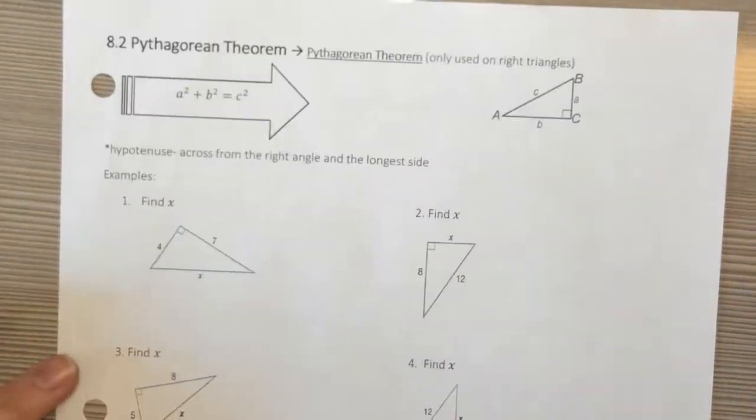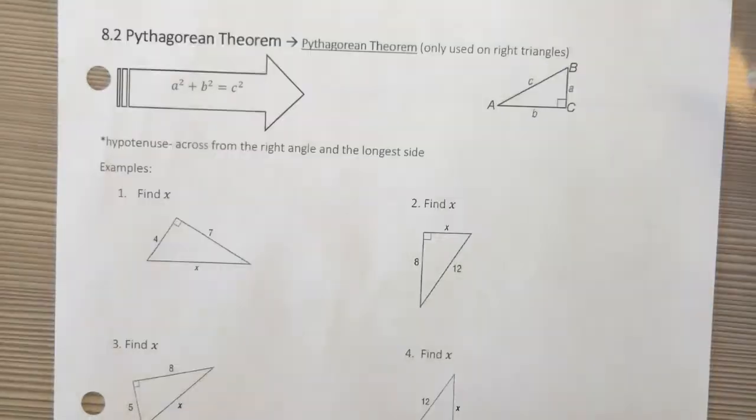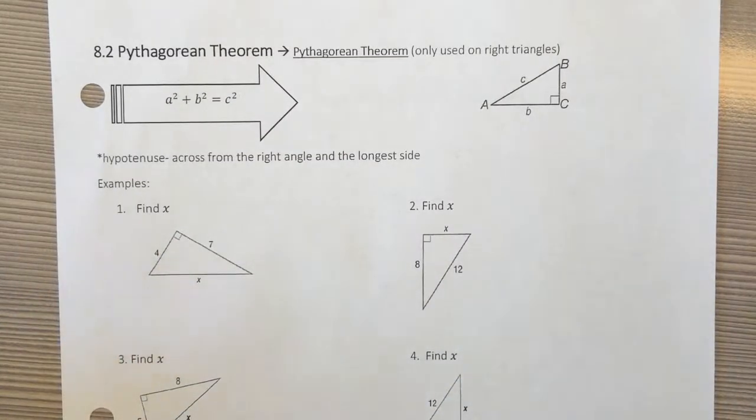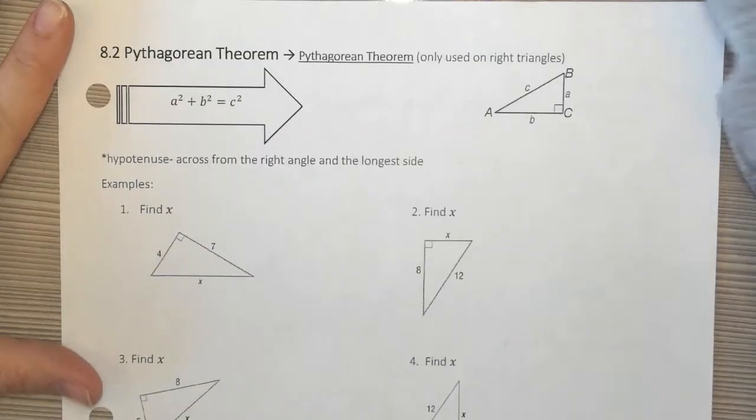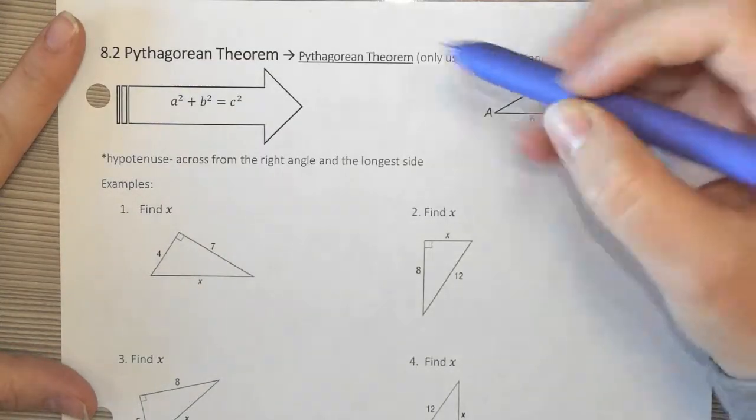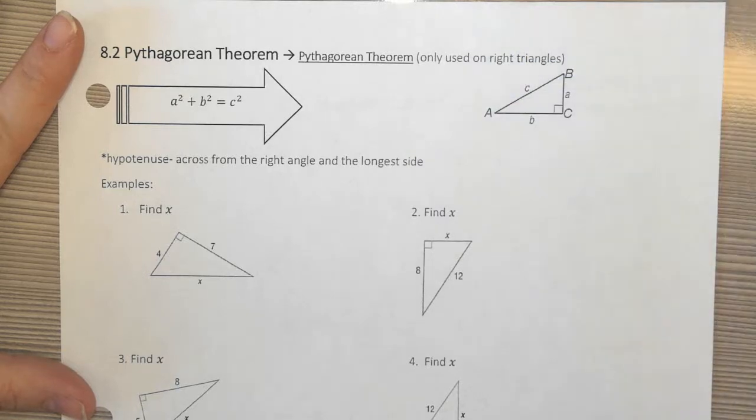So we are going to move on to lesson 8.2. This is actually the first lesson in chapter 8 that we're going to cover. We're skipping 8.1. So 8.2 covers Pythagorean theorem. This is not the first time you've heard of this. You've heard of this before you actually get to geometry.